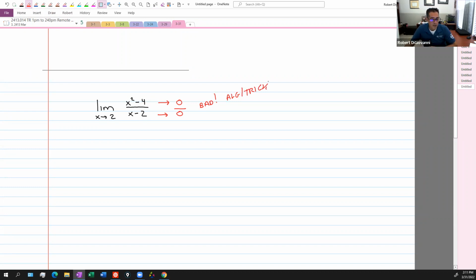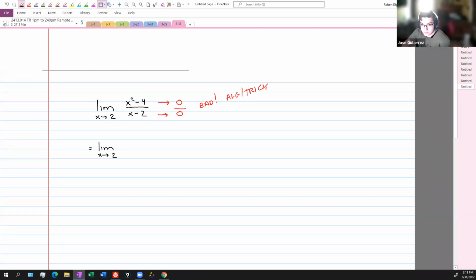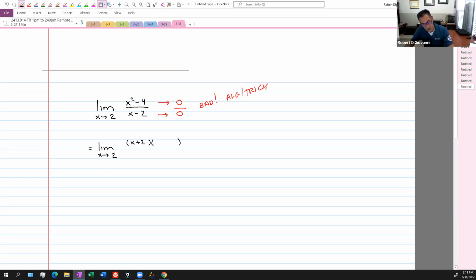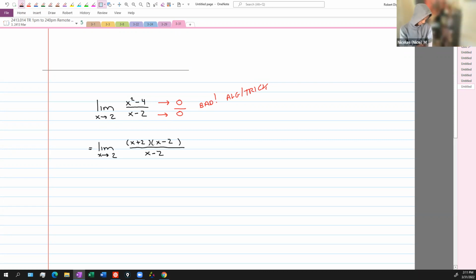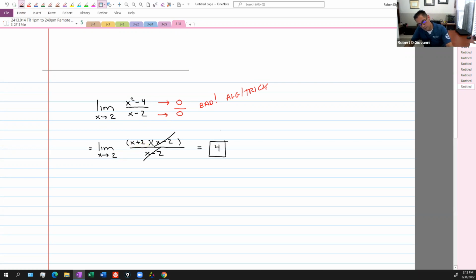And what would the algebra be here, if we were to do this problem? Yeah, we would factor the top. That's difference of squares. We do x plus 2, x minus 2, over x minus 2. We would cancel these two factors, and then we would let x approach 2, and 2 plus 2 would give us 4. That's how we would do that problem.